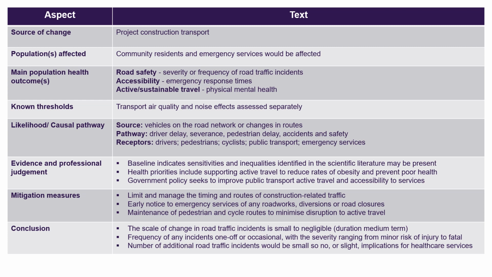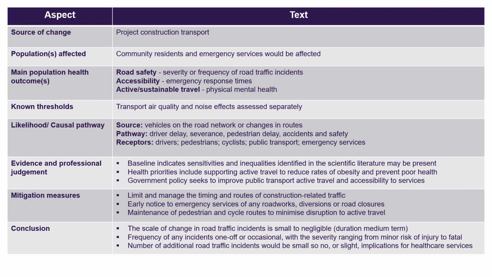So then we want to look at the likelihood or the causal pathway. And I'm going to bring your thinking back to those three terms: source, pathway and receptor. If we think about the source, in this particular instance, those are the vehicles on the road network, or the changes in the routes that link the community with any commercial services or amenities.